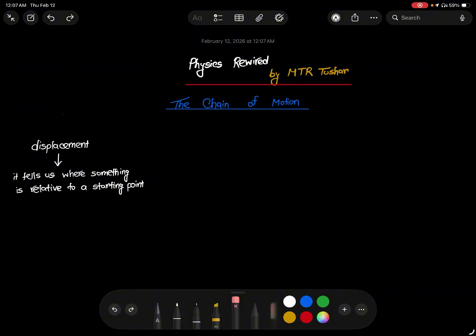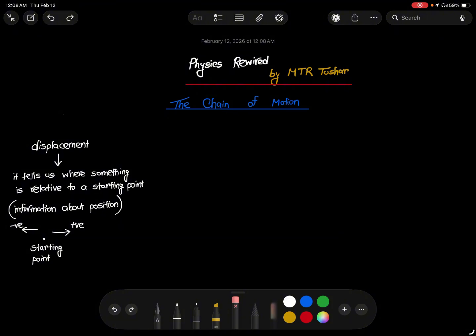It tells us where something is relative to a starting point. It basically tells us about the position of the object. Let's say this is the starting point, and since displacement is a vector quantity, it depends upon both magnitude and direction. So we will assign a direction where we will consider the displacement to be positive, and the opposite direction will be automatically considered negative. So in our example, we will be considering the right direction to be positive and the left direction to be negative.